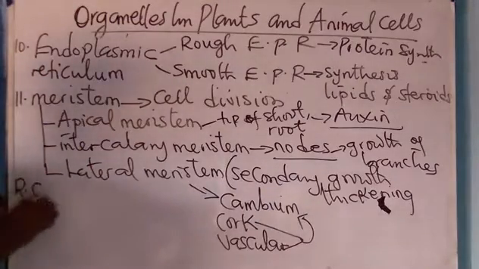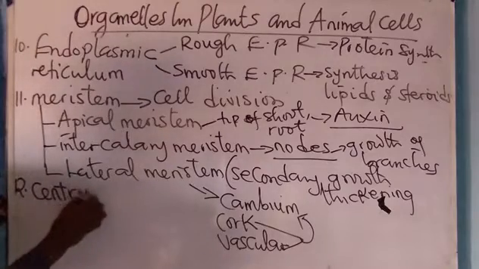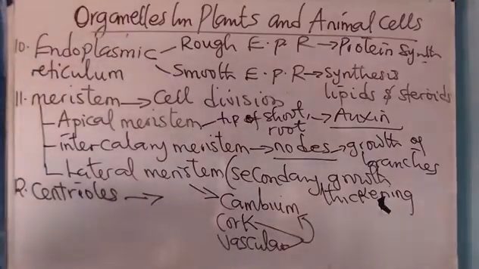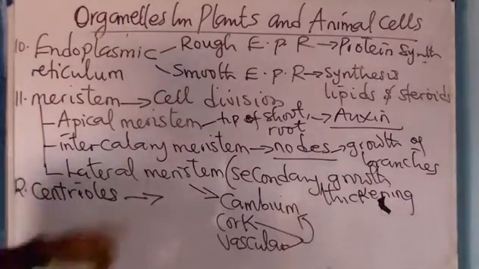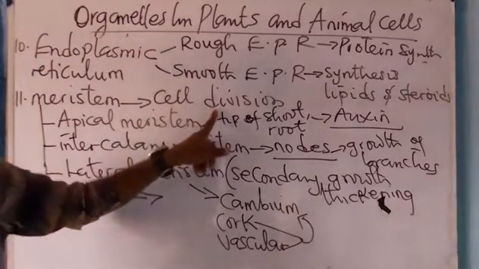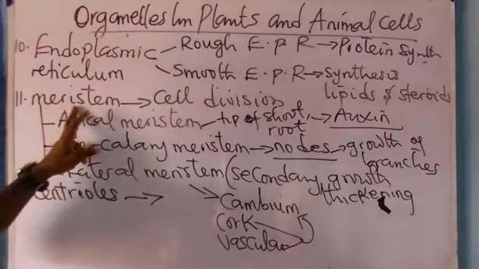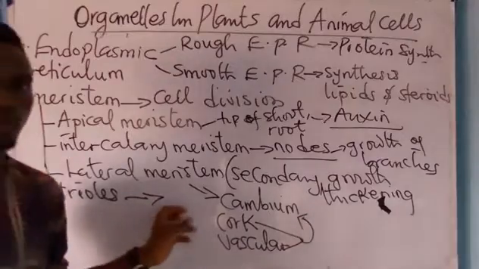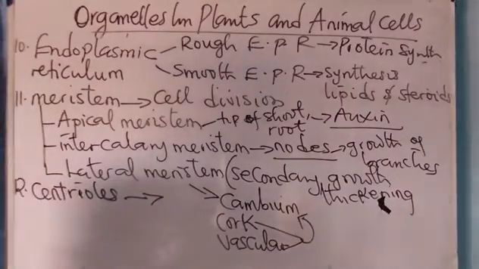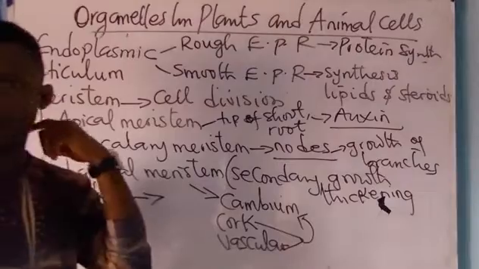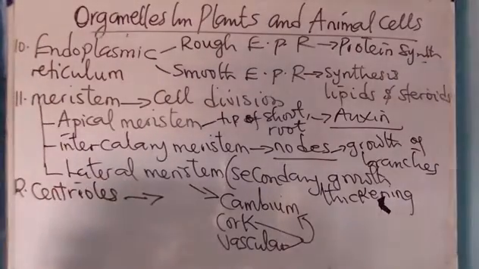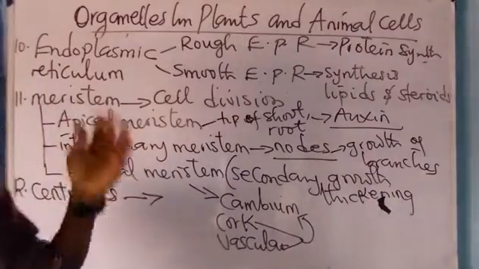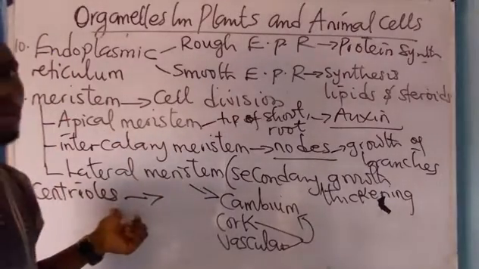Number 12, you now have the centrioles. The centrioles are found in animals only. What do they do? They enhance cell division in animals. Just as you have the meristem enhancing cell division in plants, they enhance cell division in what? Animals. Okay, what region of the epidermis does cell division occur? Please, in the mammalian layer of the epidermis, that is where cell division occurs.